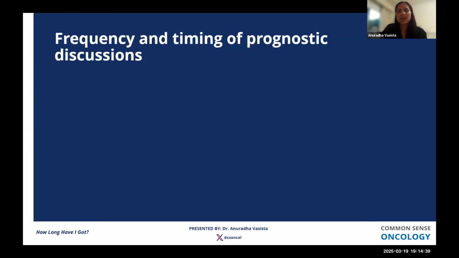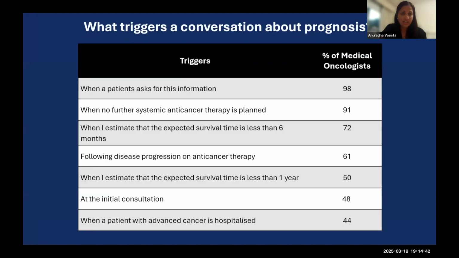So we looked at frequency and timing of prognostic discussions, and we asked what triggers a conversation about prognosis with a patient. Close to 100% of medical oncologists reported that they disclose prognosis when a patient asks for this information. Over 90% said that when they're stopping treatment, and 70% said it's about when they think that survival time is less than 6 months. Now, given that patients want information quite early on in the piece, I think we could all, including me, do a lot better in this situation.